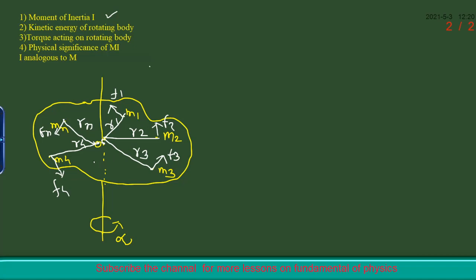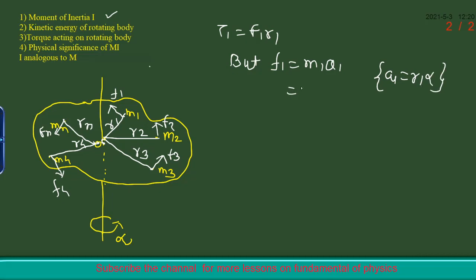Now we will find the torque acting on each particle and then add up to find the total torque acting on the body. Now see, the torque acting on first particle is τ1, which is equal to F1 into R1, but this F1 equals M1 into linear acceleration A1, and again this A1 equals R1 into alpha. We can write this F1 equal to M1 R1 into alpha. Hence the τ1 equals M1 R1 square into alpha, substituting the value of F1.